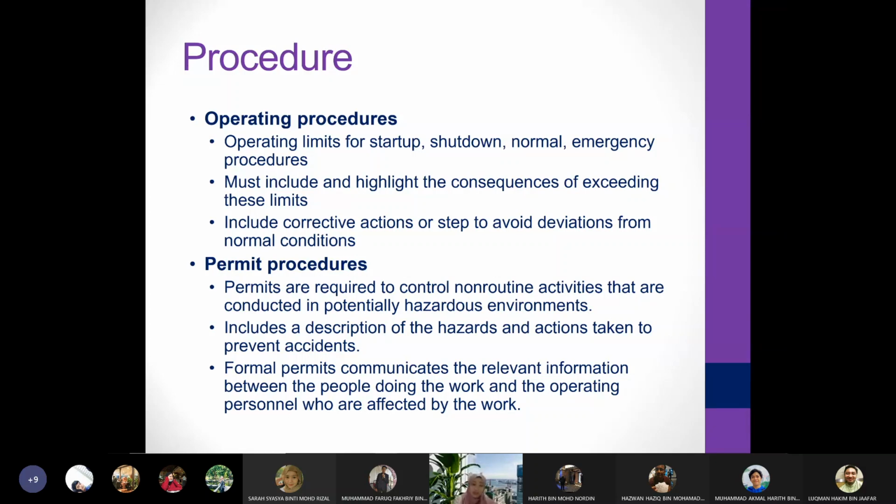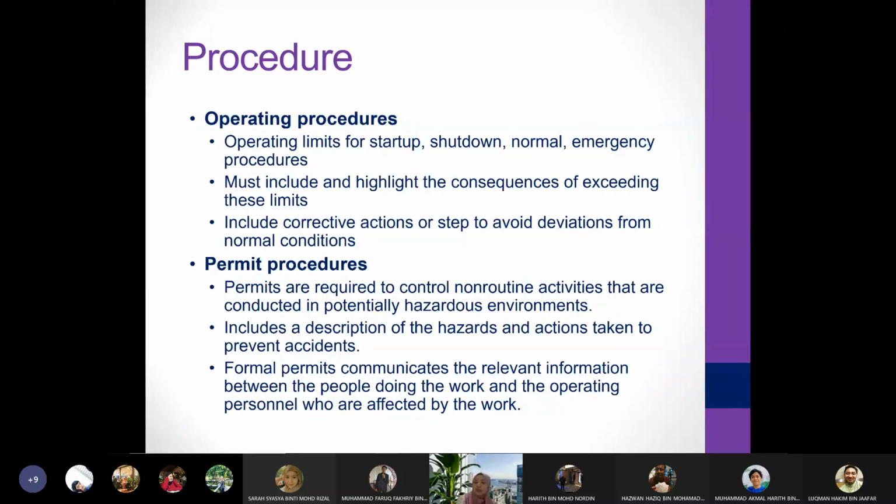Learn from mistakes, and it's always good to not just learn from your own mistakes, but to also learn from other people's mistakes. Look at other mistakes, other accidents that have happened elsewhere. Include corrective actions or steps to avoid deviations from the normal conditions. So they should have steps on how to avoid this.